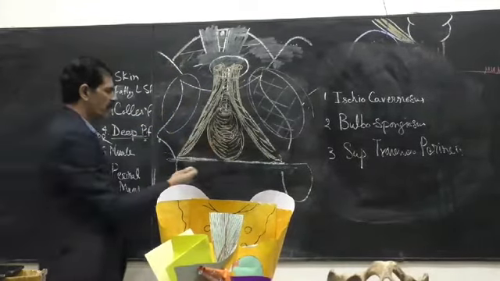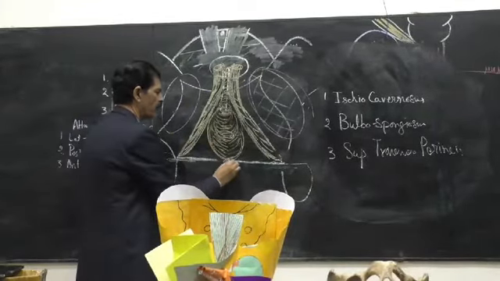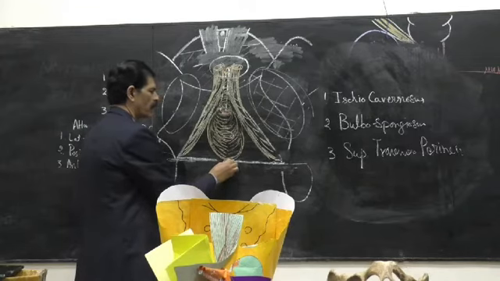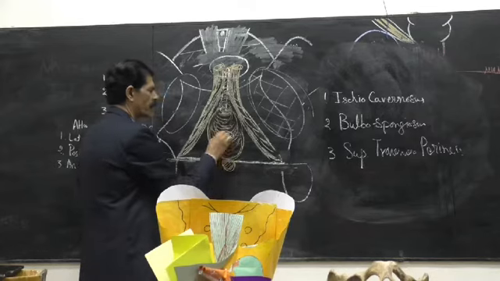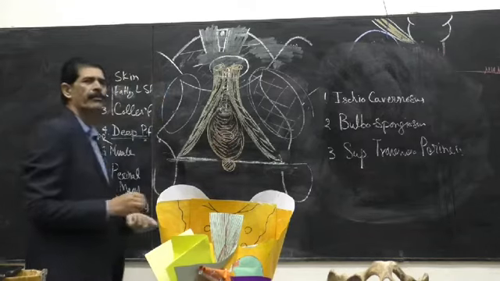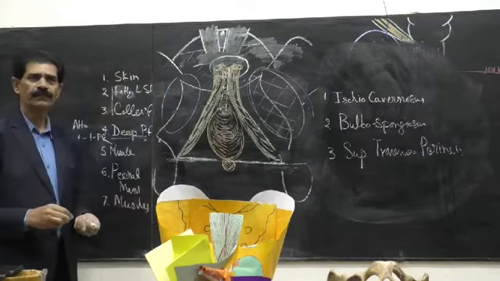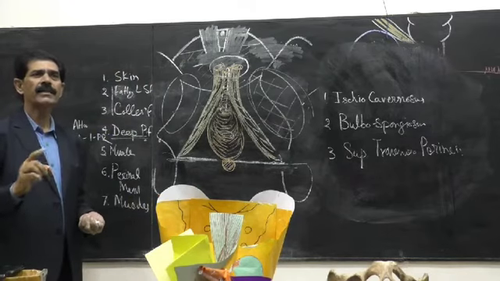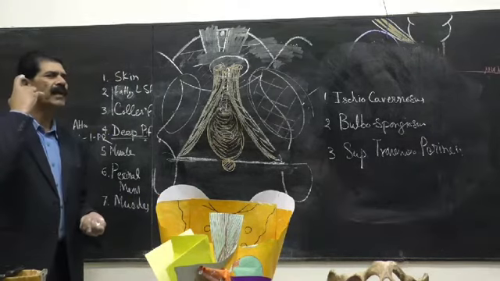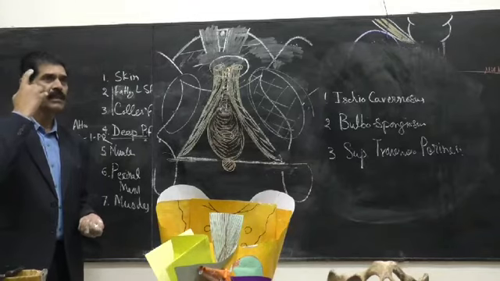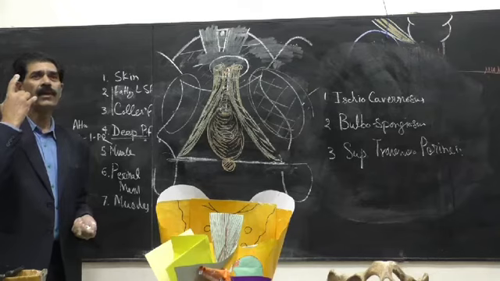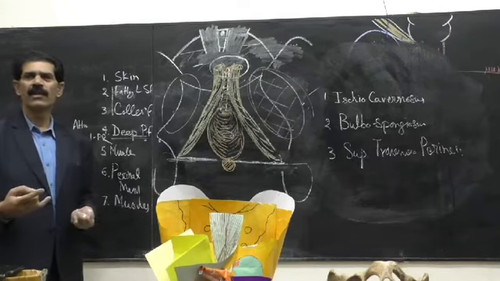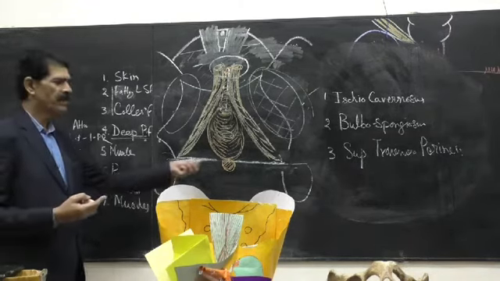Posteriorly, it takes origin from the perineal body. The perineal body is a musculo-tendinous node present between the urogenital and the anal triangle. We call it the perineal body. It is a musculo-tendinous node, as we have done in the head and neck, the modiolus. The modiolus was also a musculo-tendinous node, where there is convergence of so many muscles. So it is the same.